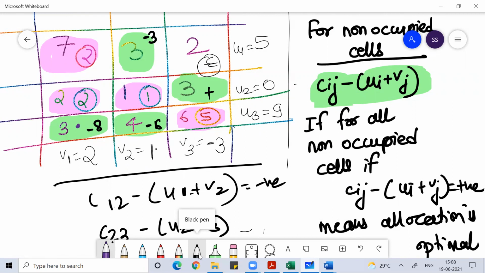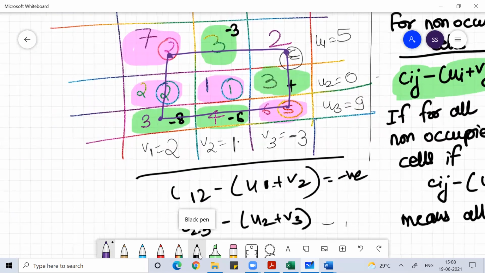We'll only go on occupied cells. So what I can do is make a loop like this. You have to complete this loop like this. You have to make a loop like this. Okay, so you have to make a loop.